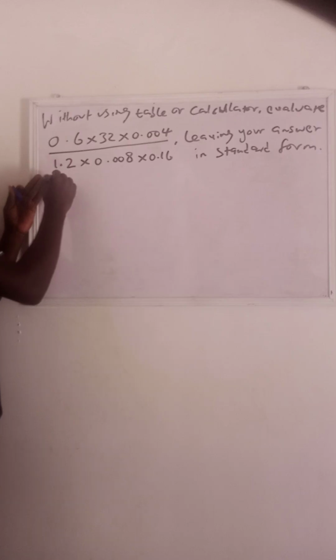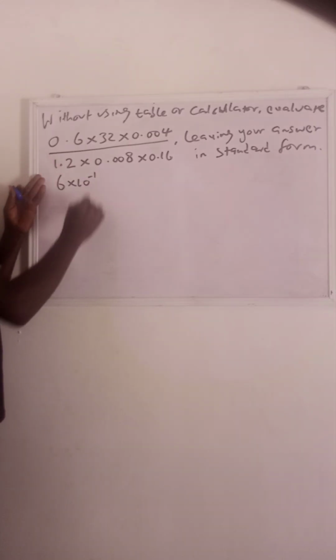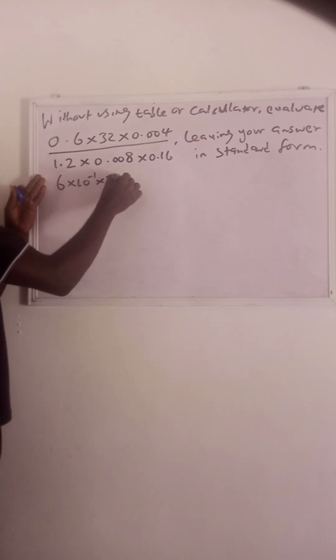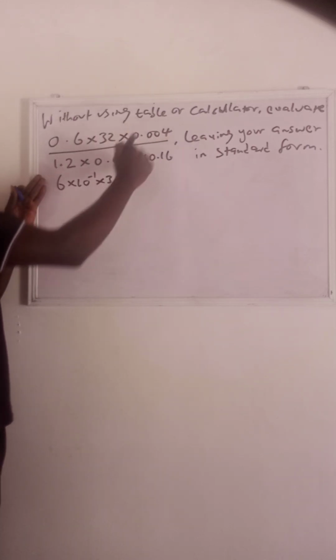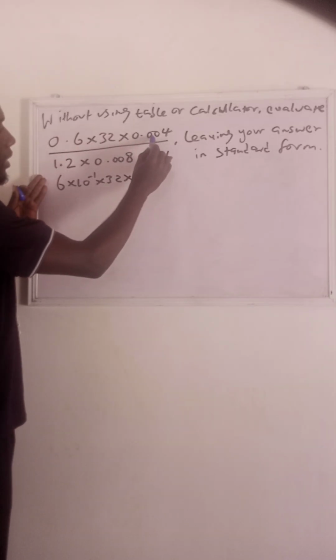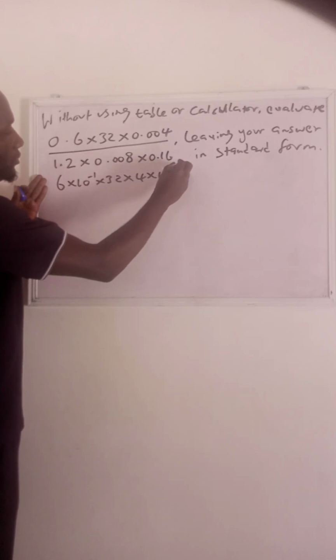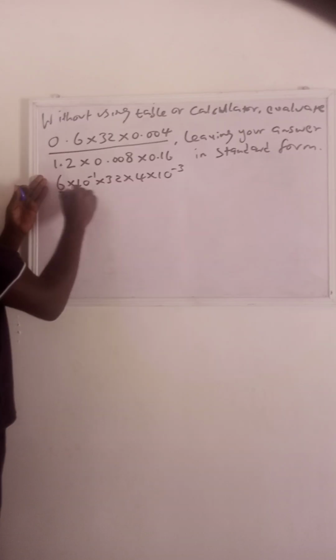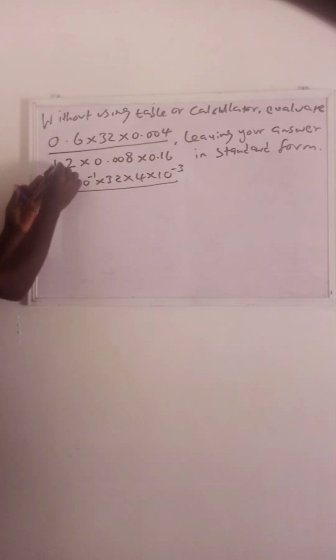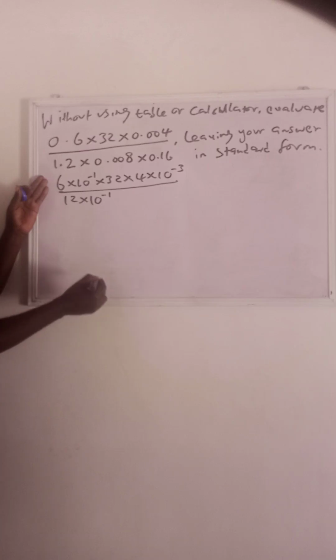This 0.6 is the same thing as 6 times 10 raised to the power minus 1. And then times 32 times this 0.004, you can write it, remove the decimal, that is 1, 2, 3. That becomes 4 times 10 raised to the power minus 3. Then all over the denominator, we have 1.2. You can remove the decimal by shifting it once. That becomes 12 times 10 raised to the power minus 1.